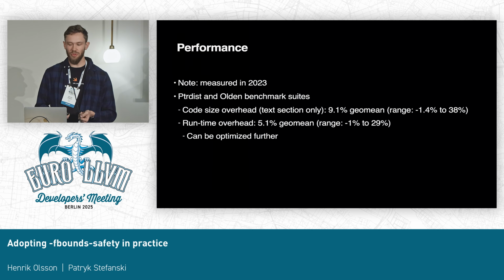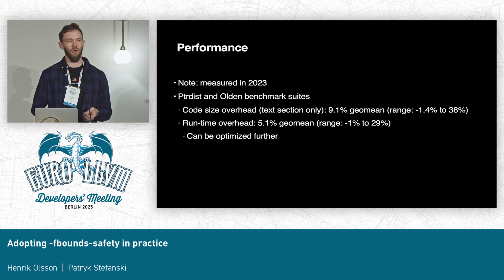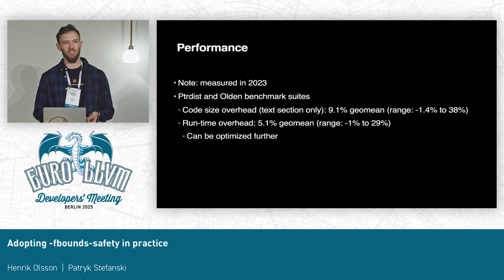But as you can see from the ranges, overhead varies quite a bit depending on the application. And in general, the impact tends to be smaller in applications that already have manual bounds checks because the optimizer can remove redundant bounds checks. But there's still some work that could be improved in the optimizer to remove more redundant bounds checks.